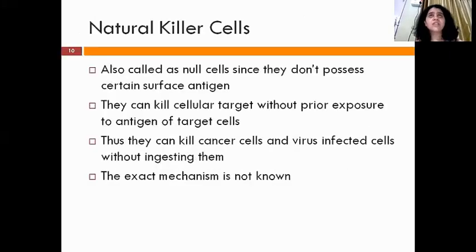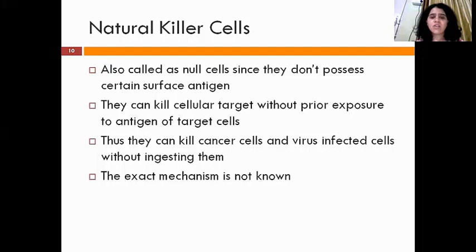So here you can see that the virulence factor of that particular microbe is high, as it can inhibit the phagocytosis process. So our next class is the natural killer cells. They are also known as null cells. Why are they called null cells? Because they don't have surface antigen. Since they don't have any antigen present, they can kill any kind of cells. Okay, they can kill cellular targets without prior exposure to antigen.